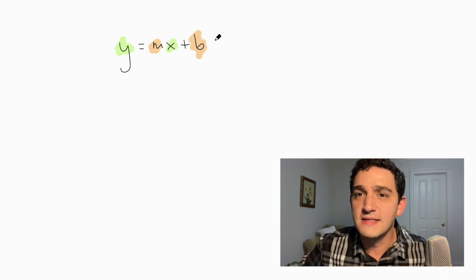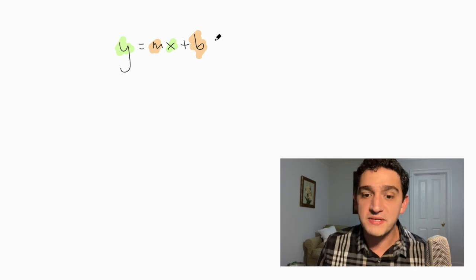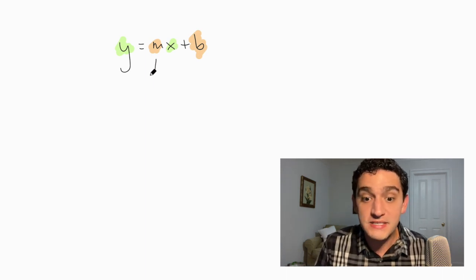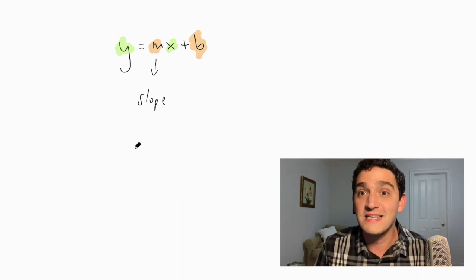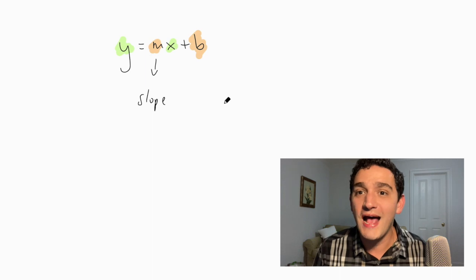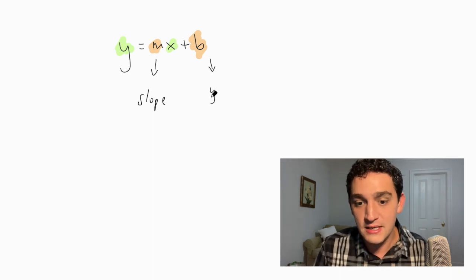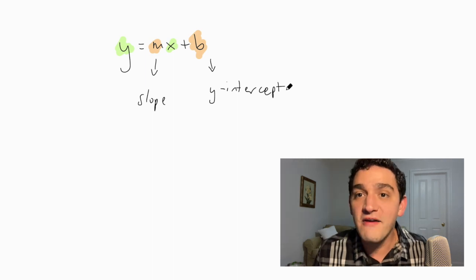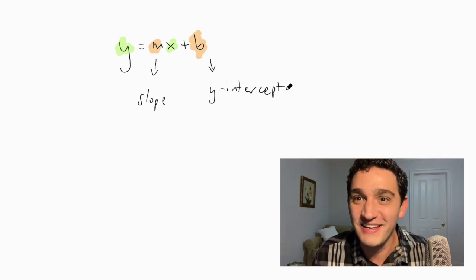These are called constants in that they're not variables, they can't change. What do they represent? Well, m represents what's called the slope, also known as the constant rate of change. And b is what's known as the y-intercept. In other words, whenever x equals 0, the y value will be whatever b is.